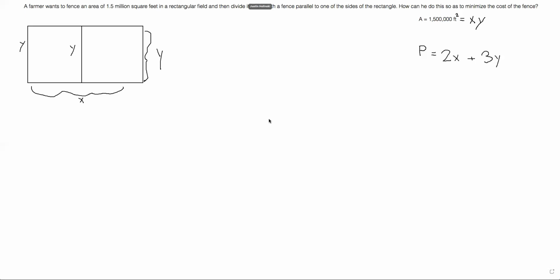So now what we want to do is take the quantity that we're trying to optimize. Before we even do that, I just want to label things real quick, to make it clear what can't change and what we have to change. So this area is our constraint, and this perimeter is the quantity that we want to optimize.